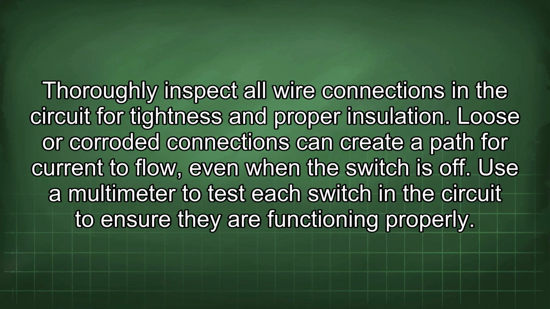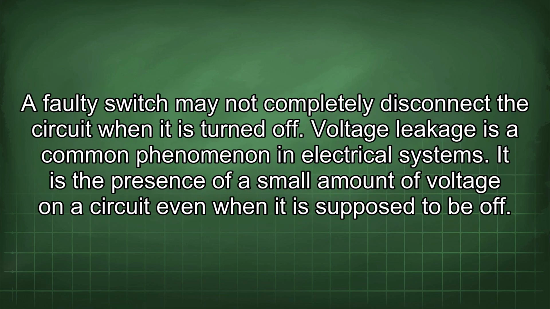Thoroughly inspect all wire connections in the circuit for tightness and proper insulation. Loose or corroded connections can create a path for current to flow even when the switch is off. Use a multimeter to test each switch in the circuit to ensure they are functioning properly. A faulty switch may not completely disconnect the circuit when it is turned off.